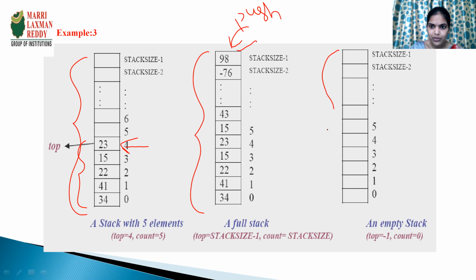Here the stack is empty. Now if I perform the pop on this, it says that the stack is underflow. When there is an empty stack, the top is at -1. When the stack is full, the top is at the topmost element. Here always the top represents the topmost element of the stack.